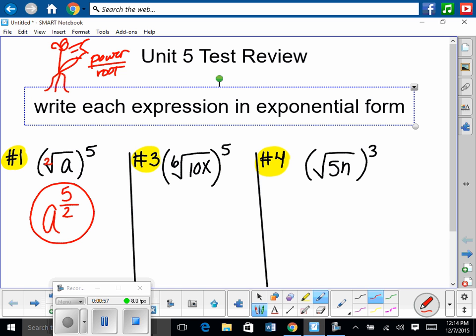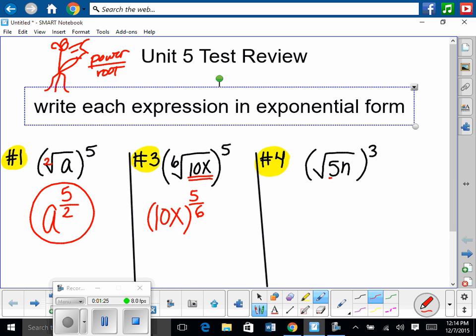Now with this one we have to be careful. Are 10 and x both under the same root? It looks like they are. They're both under the 6th root. Now ask yourself the next question. Are 10 and x both raised to the 5th power? And they are, because they're in parentheses. So we have base 10 and x, and we need parentheses around it. Since they're both under the same root, our 6 goes on bottom. And then they're both to the 5th power, so our 5 goes on top. Power's on top, roots are on bottom.